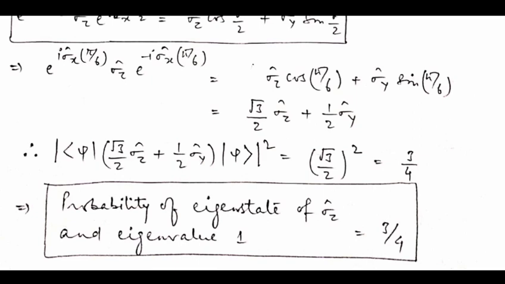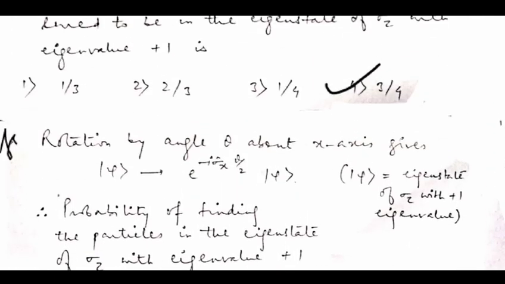and therefore you find that the probability of finding the system in the eigenstate of sigma z with the eigenvalue +1 in the rotated system is given by the mod square of root 3 by 2, the whole squared, which is equal to 3 by 4. Okay, so the correct answer is option 4.